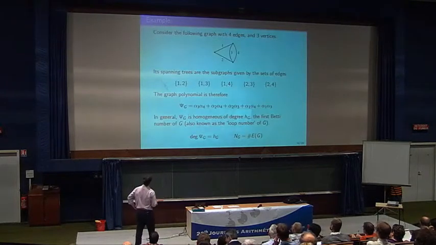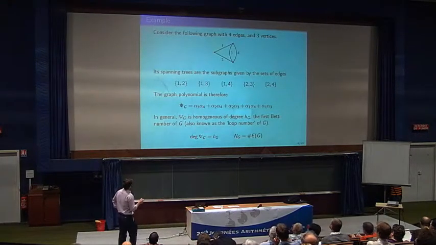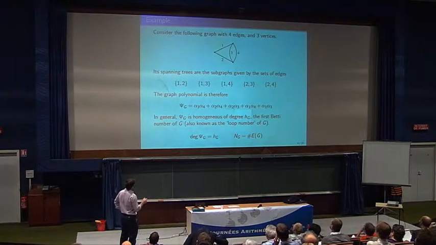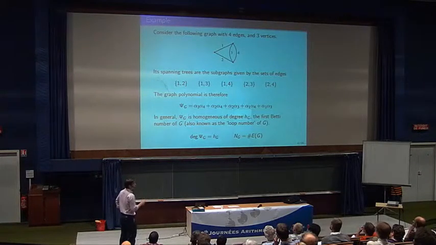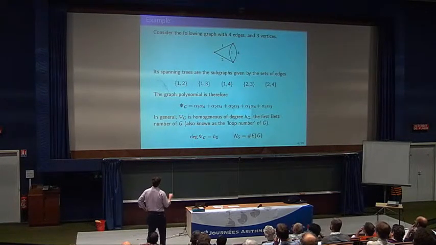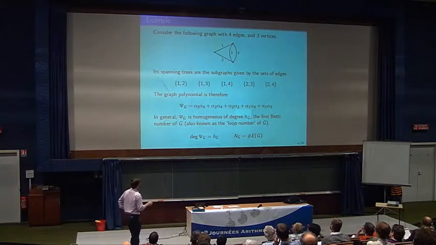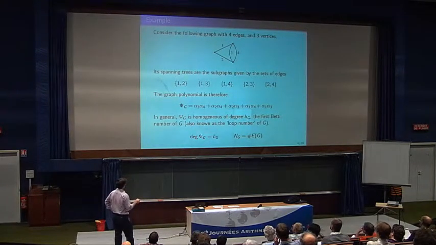Okay, so let's do an example. This graph here has 4 edges, and I've listed its spanning trees here. It has 5 spanning trees. The first one, for example, is the subgraph with edges 1 and 2. It's clearly a tree, and it passes through all 3 vertices of the graph, so it spans. In the same way, you see that there are 4 other spanning trees, and the graph polynomial is the sum of the complements. So for each spanning tree, we take the edges not in the spanning tree. So here, alpha 3, alpha 4, and we take the sum.